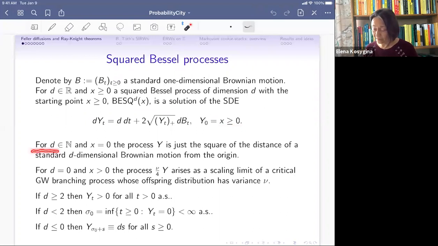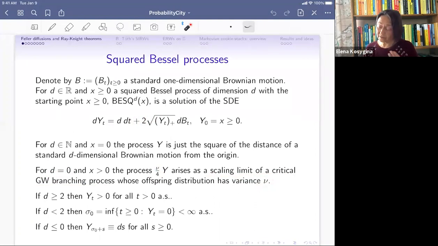It is, again, common knowledge that for D a natural number, this process is just the square of the distance of a standard D-dimensional Brownian motion from the origin. If you want to start from a different X, you just start it somewhere on a sphere of radius square root of X. For dimension 0, this process multiplied by a constant arises as a scaling limit of a critical Galton-Watson branching process whose offspring distribution has variance nu. So if you put nu over 4 in front of y, 2 will be erased, and nu will come here. Then such a process arises as a scaling limit of a critical Galton-Watson process with this variance.